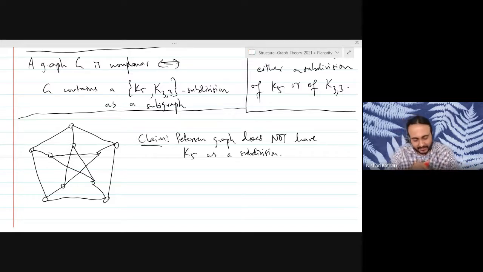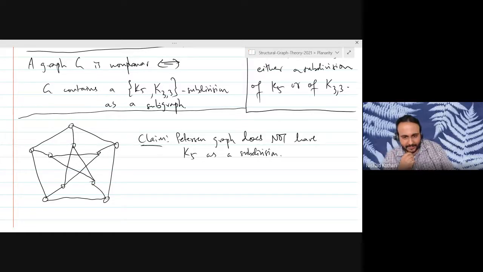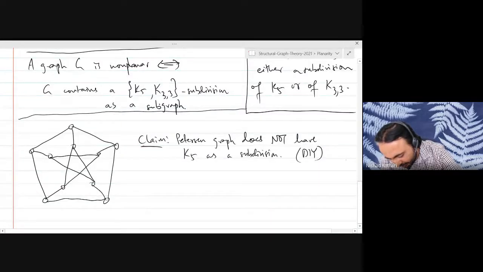The Petersen graph has 10 vertices and 15 edges. Why is there no K5 as a subdivision? Because the Petersen graph is 3-regular. Exactly. K5 has vertices of degree 4, so if you take a subdivision of K5, you will have vertices of degree 4, right? The Petersen graph is cubic. So do it yourself, but we already discussed the proof.